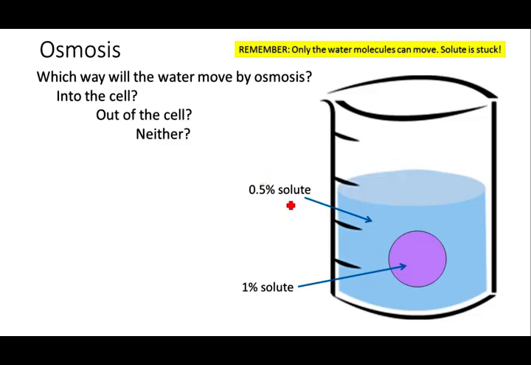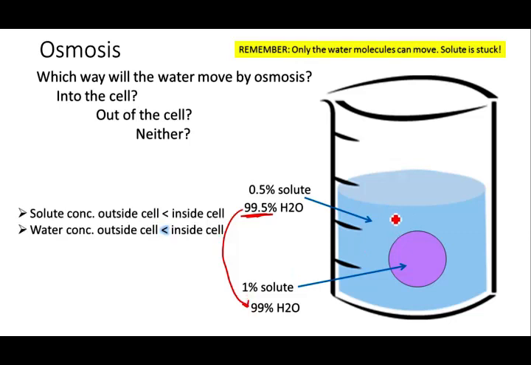Okay, let's look at the opposite. Here I've changed it to a 0.5% solute concentration on the outside and kept our cell at 1%. That means that on the outside we now have 99.5% water, and it's still 99% on the inside. So the solute concentration on the outside of the cell is now less, which means the water concentration will be more. Which way will water move? It's going to go from where it's more to where it's less. Water will tend to move from the outside to the inside of the cell, the opposite, and this is called hypotonic.